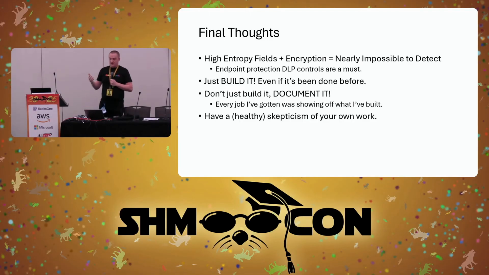So some final thoughts. In covert channels, if you can find a high entropy field and put high entropy data in its place, encrypted or otherwise, it's going to be very hard to detect. And so you need other controls like endpoint protection, DLP controls, and stuff like that.